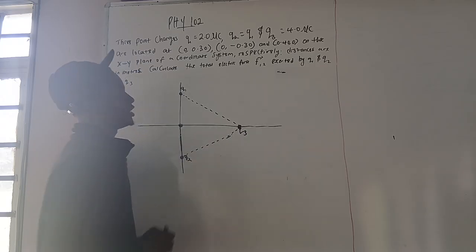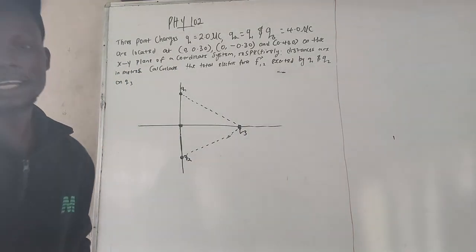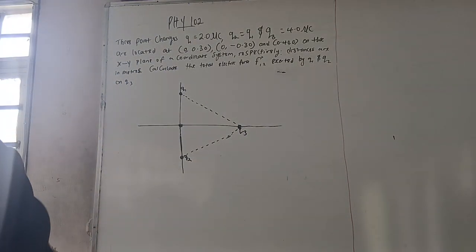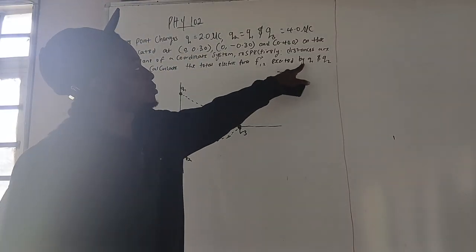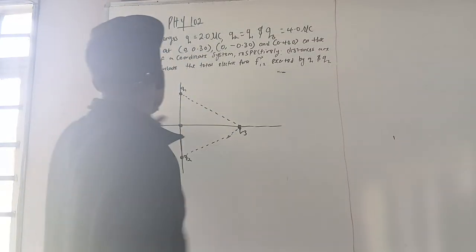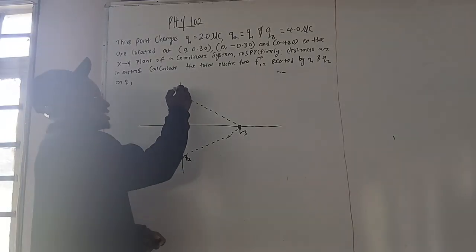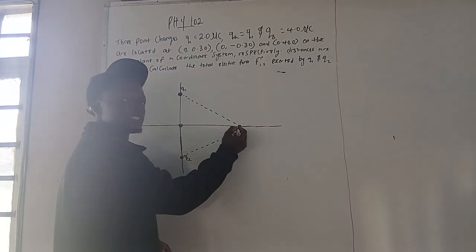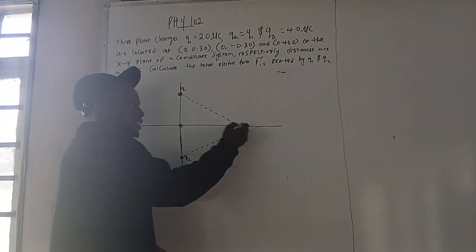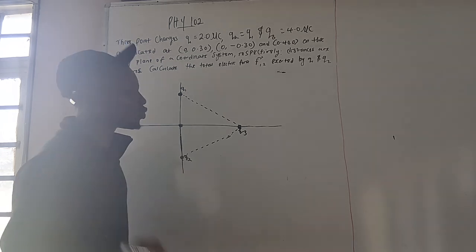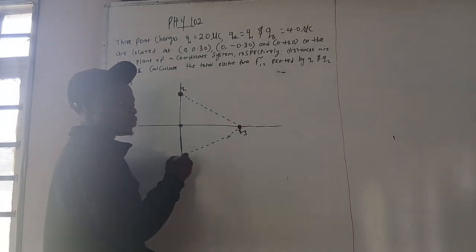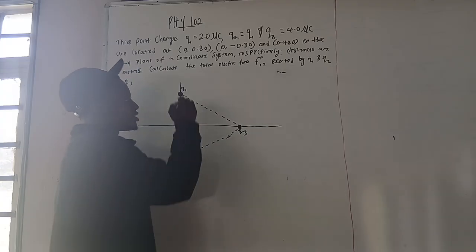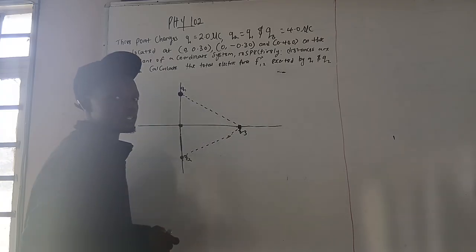I hope that's clear. Now we have to find the force exerted by Q1 and Q2 on Q3. Don't forget, Q3 is also exerting force on them, but what we are asked to find is the force that Q1 is exerting on Q3 and the one that Q2 is also exerting on Q3. So the force that both Q1 and Q2 are exerting on Q3.